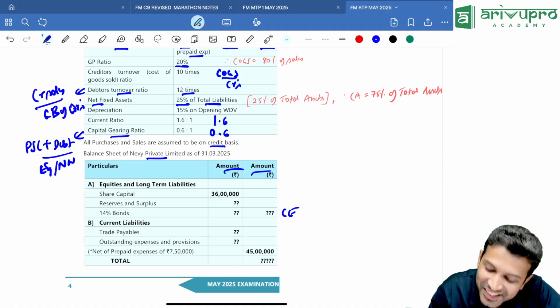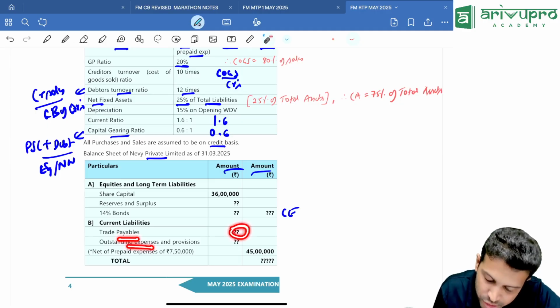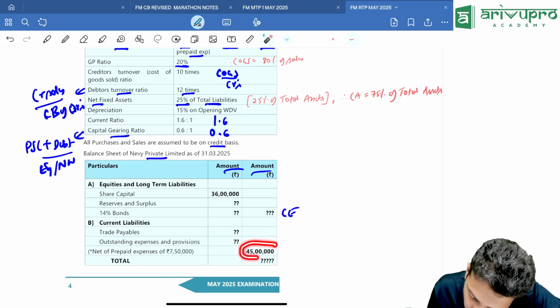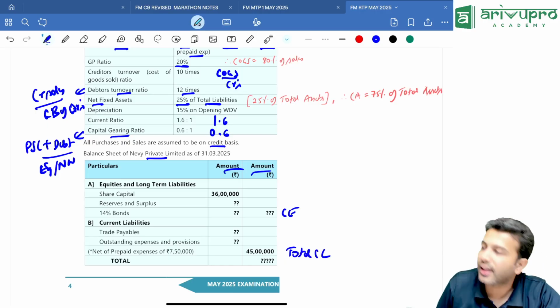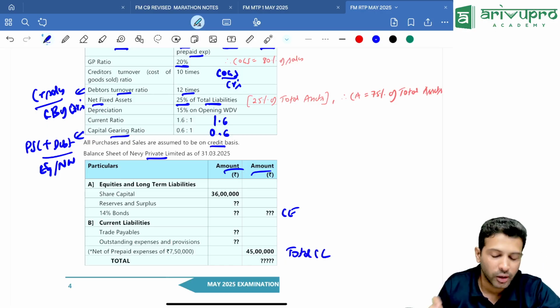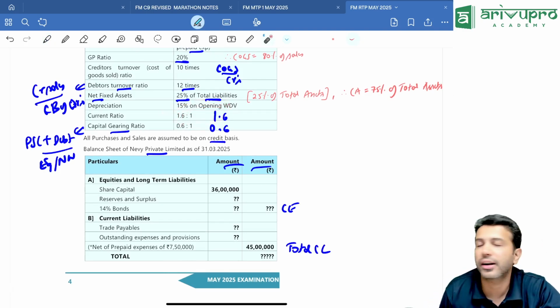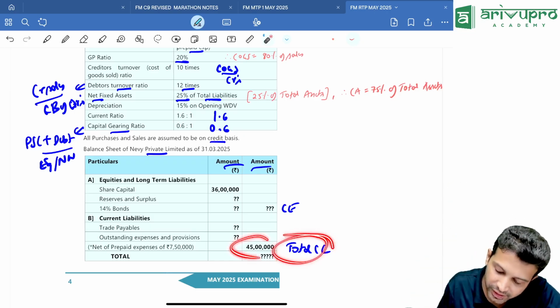Yes, okay. Sir, current liabilities, trade payable missing, outstanding expenses also missing. But check, what have they given? Total current liability is given. Awesome. Why? Sir, they have given you the current ratio. How do you get the current ratio? Current assets divided by current liability, and the current liability value is given.